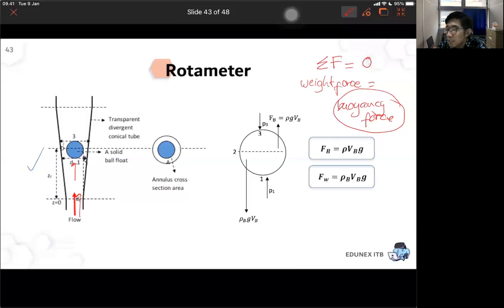But in these rotameters, the principle of pressure force or buoyancy force is used because when the gas is lifting up the ball to a certain position, there will be some difference in the pressure from above and also from below.